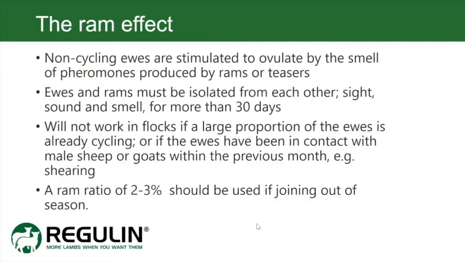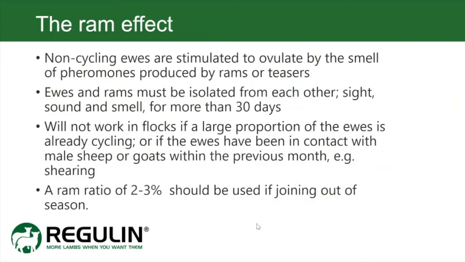When did you shear? Obviously, they were shorn at this date. Did you keep the rams and the ewes separate? Separate means that they can't see, smell, or hear each other. Now, ram ratios need to be fairly high and out of season, 2-3%, because if you induce a cycle, you want to capture the cycle.